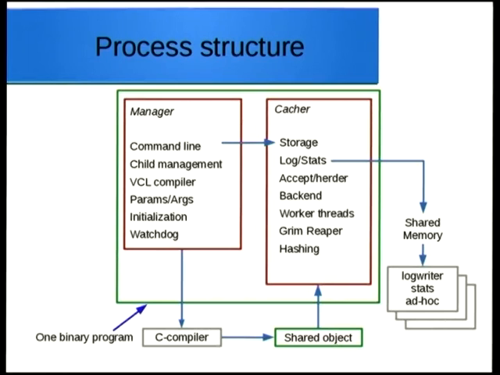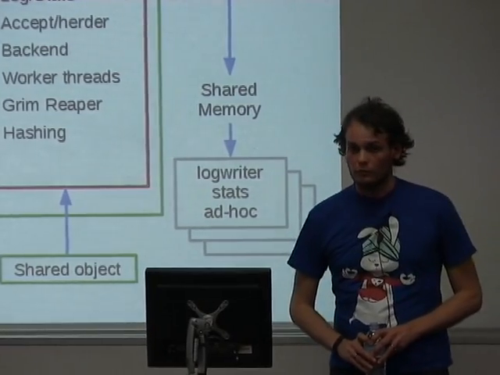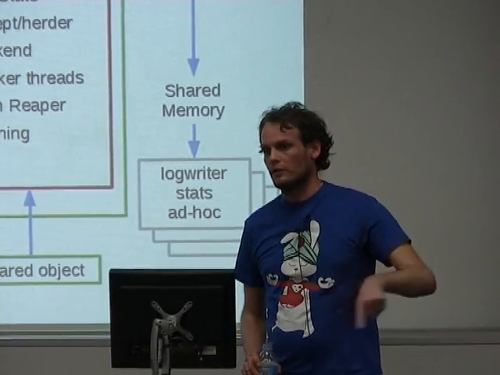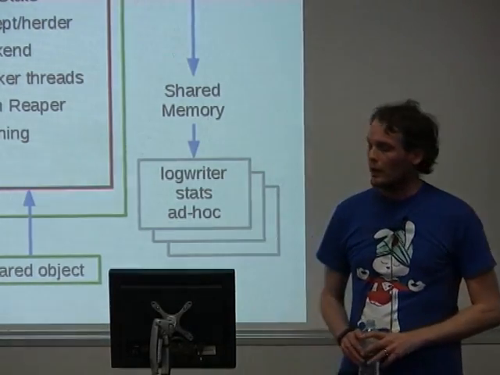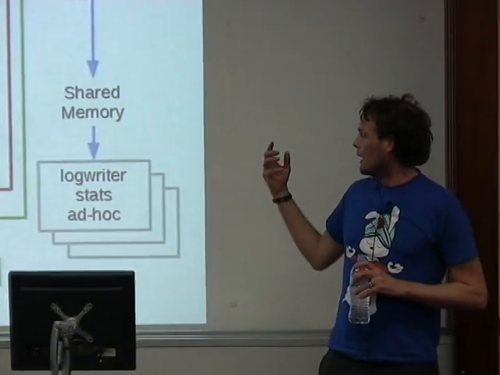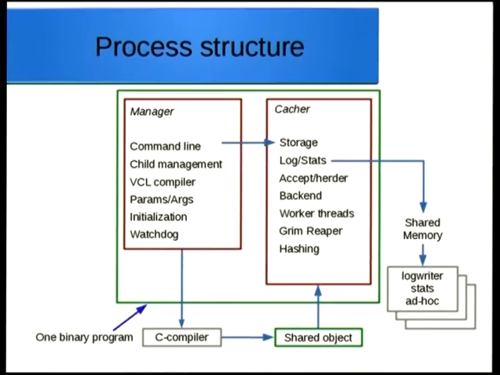All the logs are in shared memory. This means that if your disk goes full, Varnish will still happily serve objects because it treats this as a circular buffer. And then we have different tools, which I'm going to show, that show this information in various ways. They're fairly easy to write. We provide a C library where you can write your own, or there are also some Perl bindings.